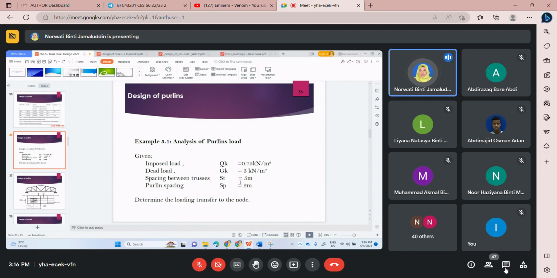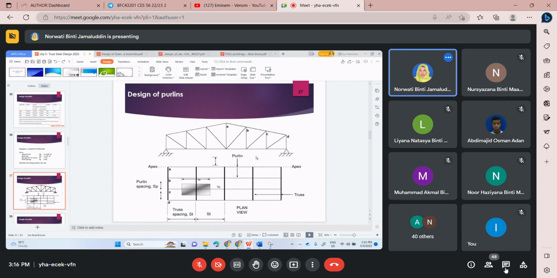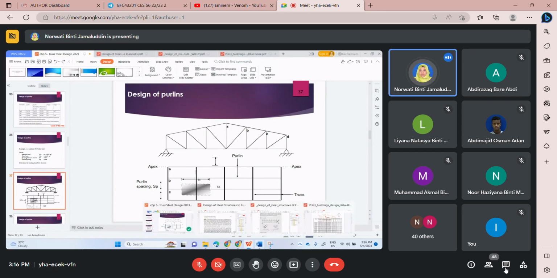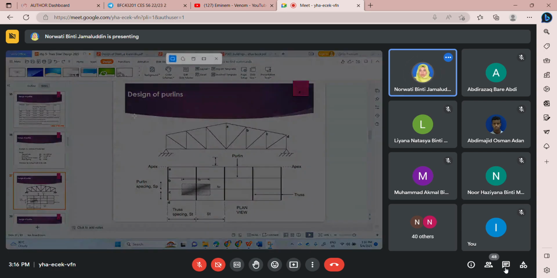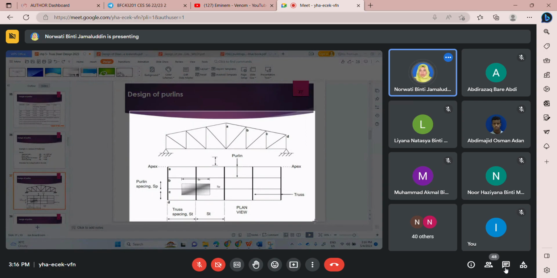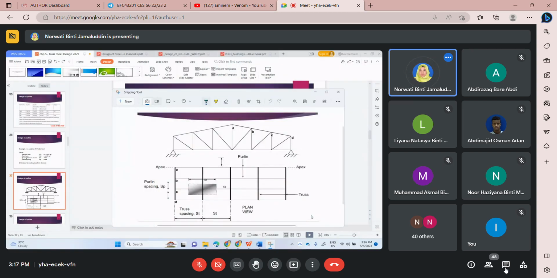It said that spacing between truss is 5 meter. Means that at the back of this truss, let's say this is the first truss, the second truss, the distance is 5 meters. See, this is truss 1, truss 2, 3, and 4, and so on. So at the back, we will have another truss, but the distance will be 5 meters according to the information.